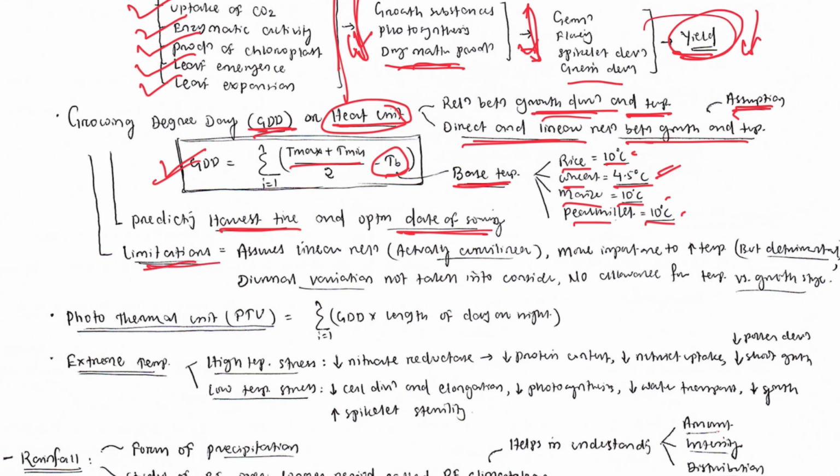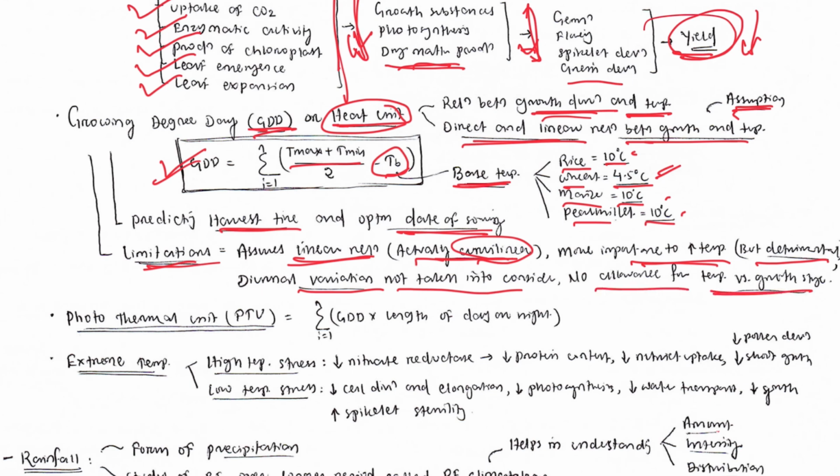Limitation is assumption, as it assumes a linear relationship, which is actually curvilinear. More importance is given to temperature, but it is having detrimental effect also. Diurnal variation is not taken into consideration in GDD. No allowance for temperature and growth stages.